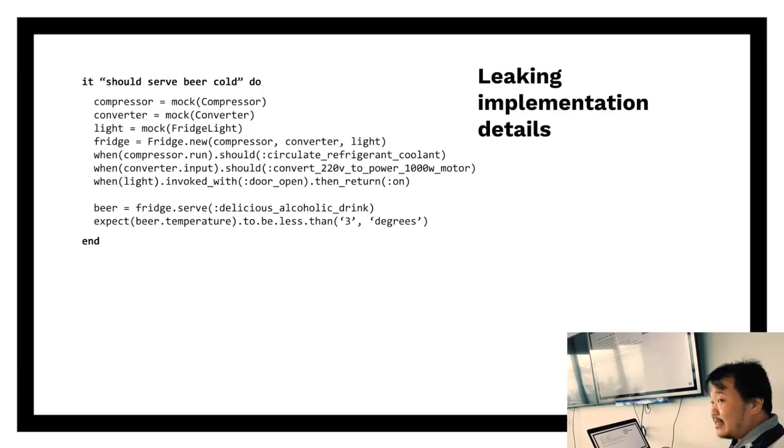Firstly, it's noise. It doesn't matter to the test. And secondly, it's implementation details. If the fridge happens to be something that uses an inverter instead of a compressor, then this test needs to change, even though the beer is still cold. So the output of the fridge, the beer being served out of the fridge, is the beer being cold. That's the business value that you want to protect. But the implementation of the fridge should not break the test of testing the beer being cold out of the fridge.